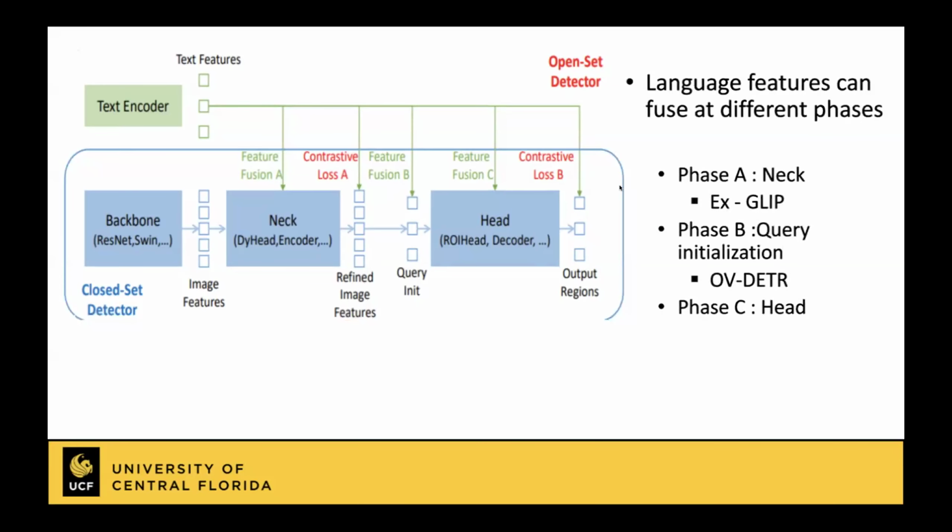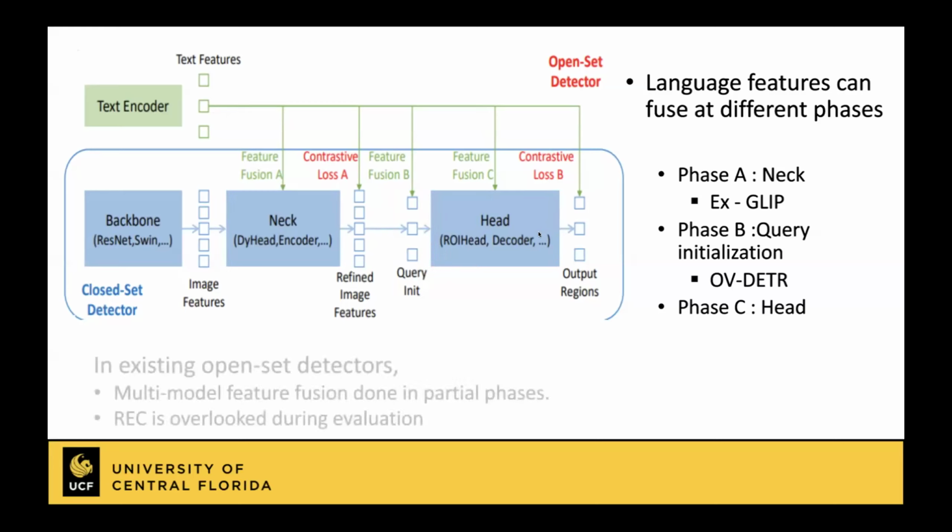So, language features can be fused at different phases, such as phase A, which is the neck, where for example the GLIP model performs early fusion. Then we have phase B, query initialization, where the model OV-DETR uses language-aware queries as head inputs. And finally, we have phase C, which is the head.